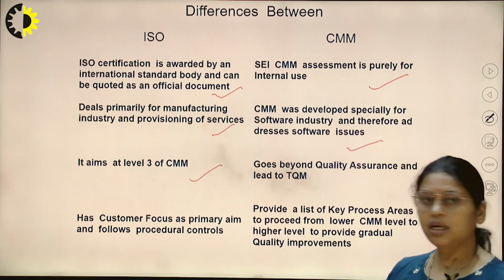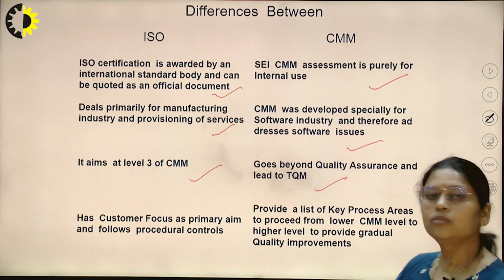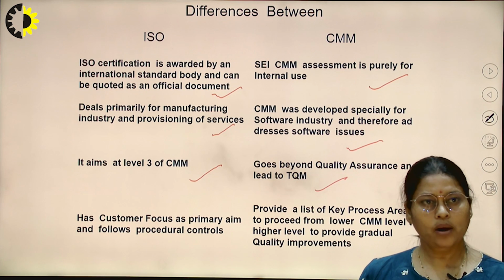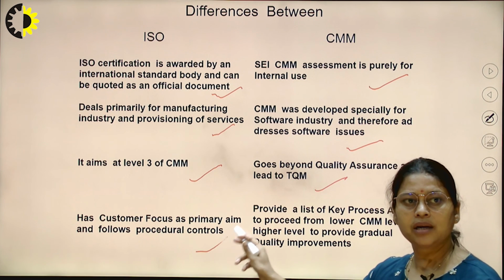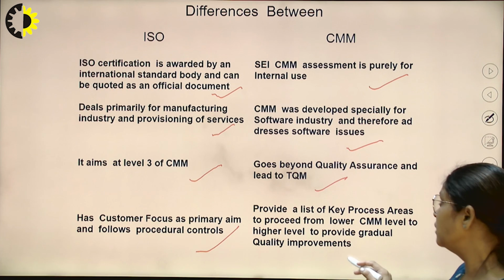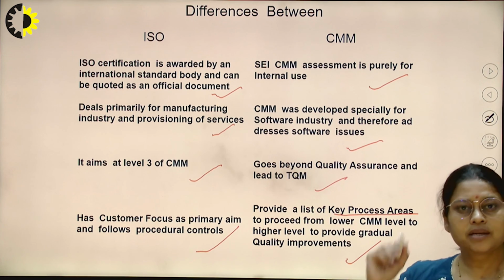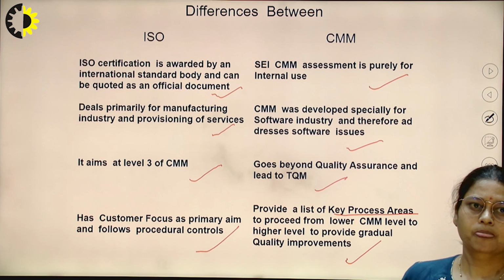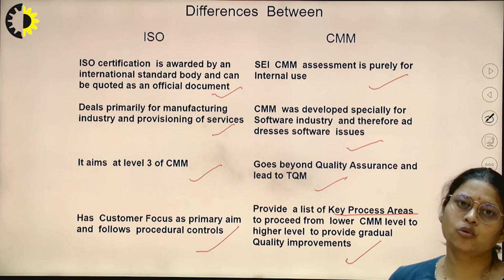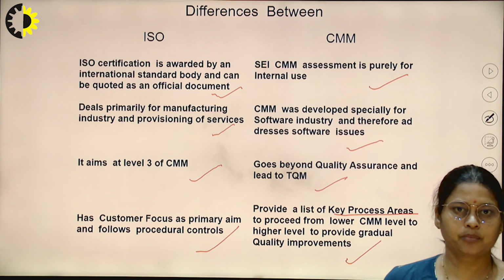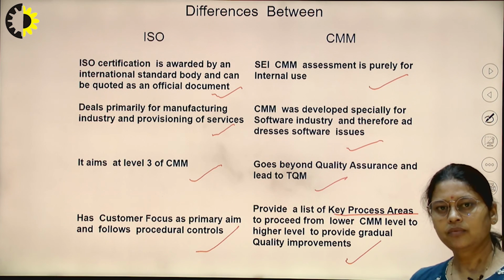ISO would come at level 3 of CMM, that is, it goes beyond total quality management. The focus of ISO is primarily on procedural controls, and the focus of CMM is on the basis of these 5 levels. So CMM levels provide a gradual quality improvement of the company process. So this is all about CMM and ISO. Thank you very much.